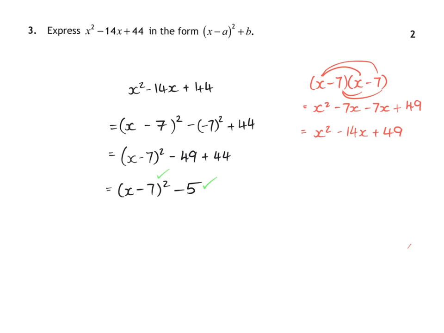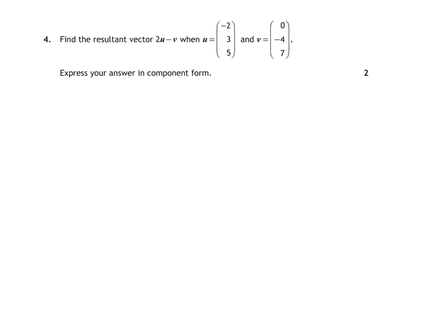Right, so on to question 4. Okay, so question 4, we have a vector question. So we've been asked to find the resultant vector 2u minus v when u is minus 2, 3, 5, and v is 0, minus 4, 7. And we've been asked to write our answer in component form.